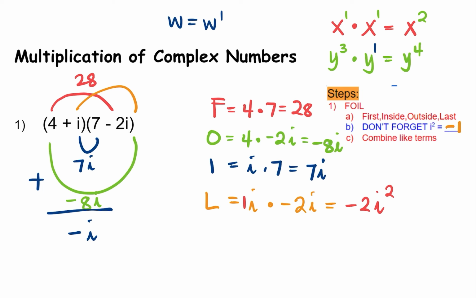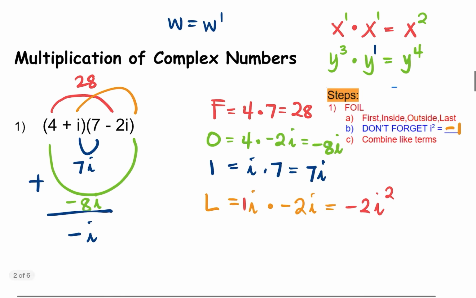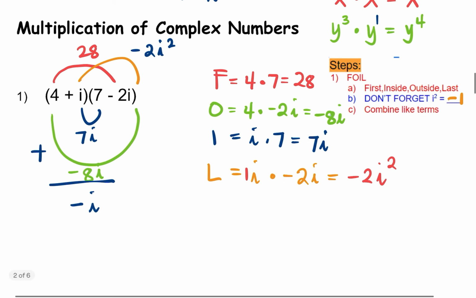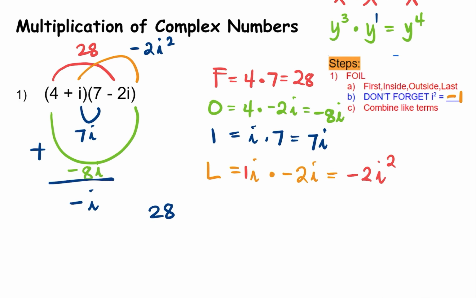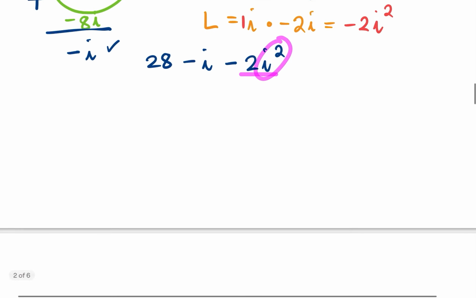Okay, now let's put our answer together. So we have 28, our first answer, and then the middle term, which is -i down here, and the last one, which is -2i squared. Now I am looking at the last term. You see this, the i squared right here. We are going to change the i squared. We're going to substitute the value of i squared, which is equal to -1.